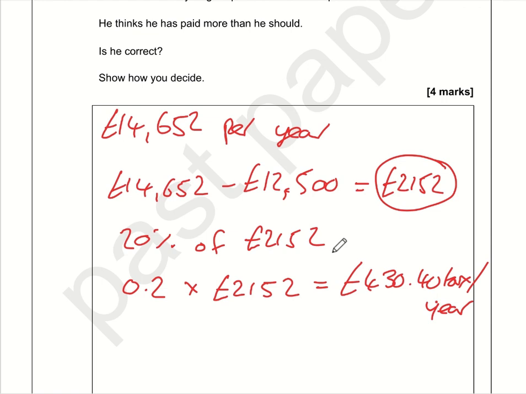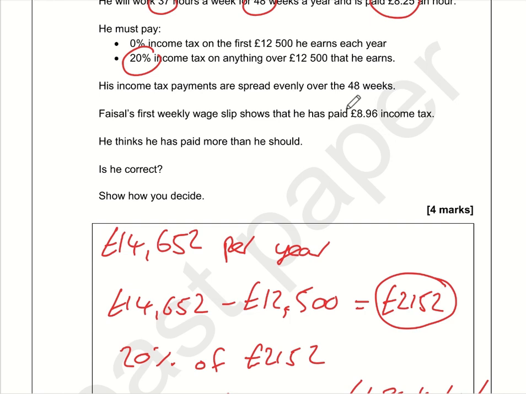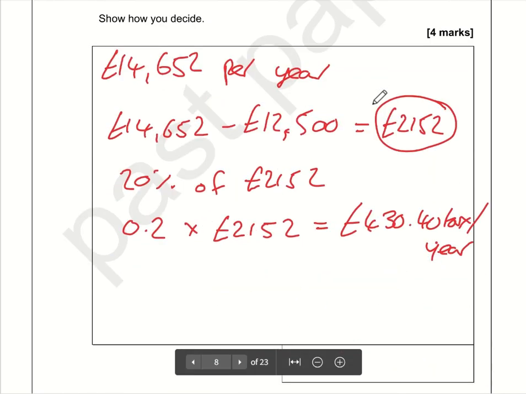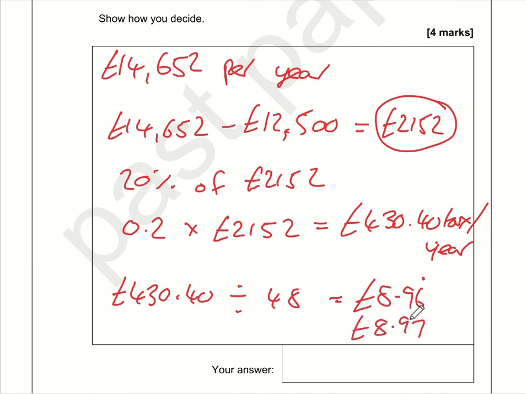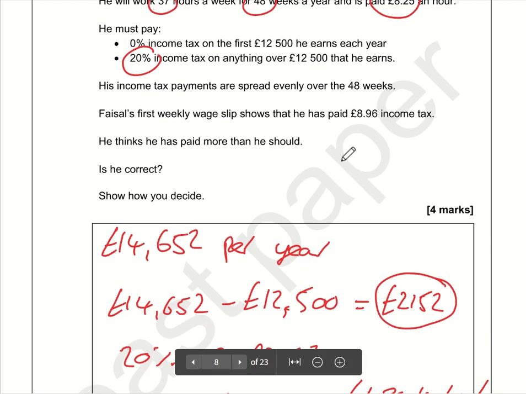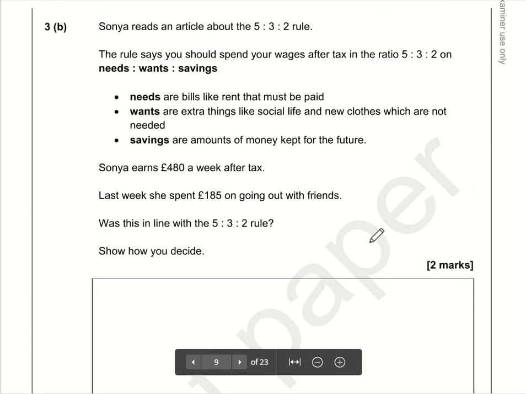So if his income tax payments are spread evenly over 48 weeks, his weekly amount is going to be £430.40 divided by 48, and that comes to 8.96 recurring. We might just round that up to £8.97. And what did he pay? He paid £8.96. He thinks he's paid more than he should. Is he correct? Well, the answer is no, he is not correct.